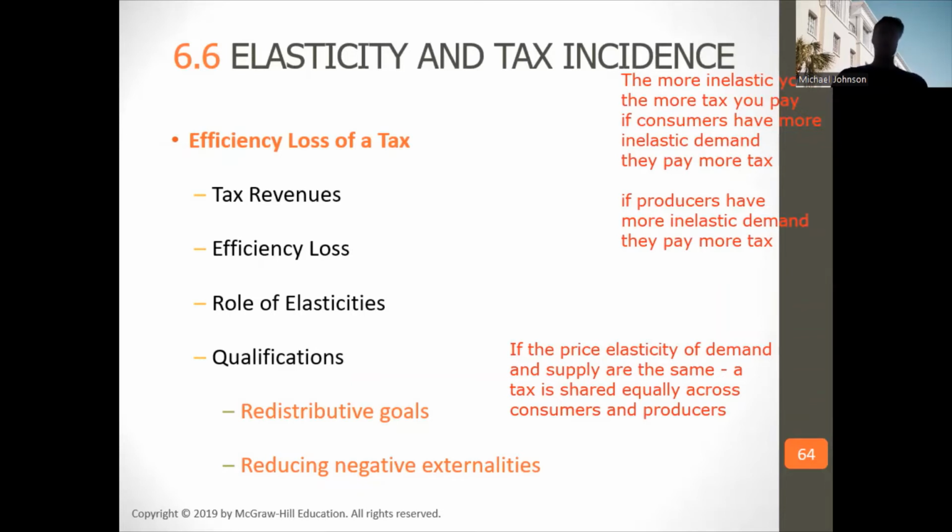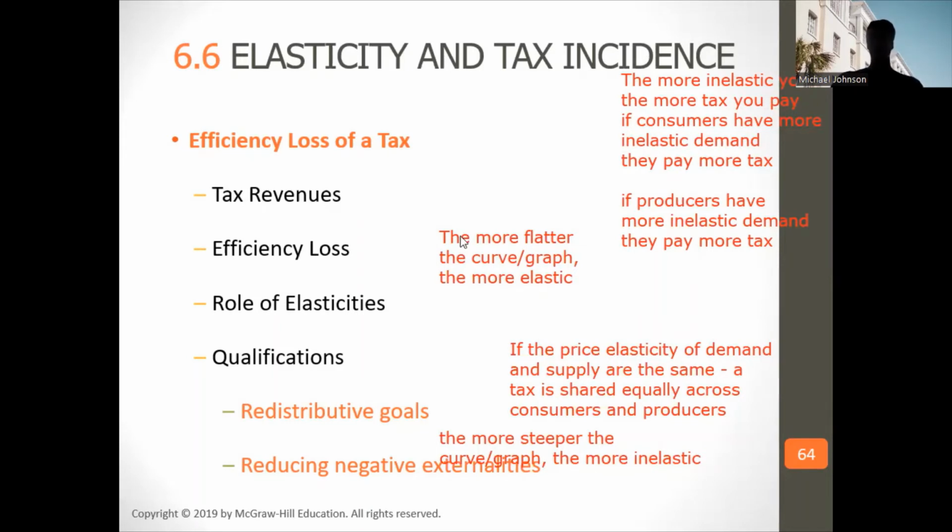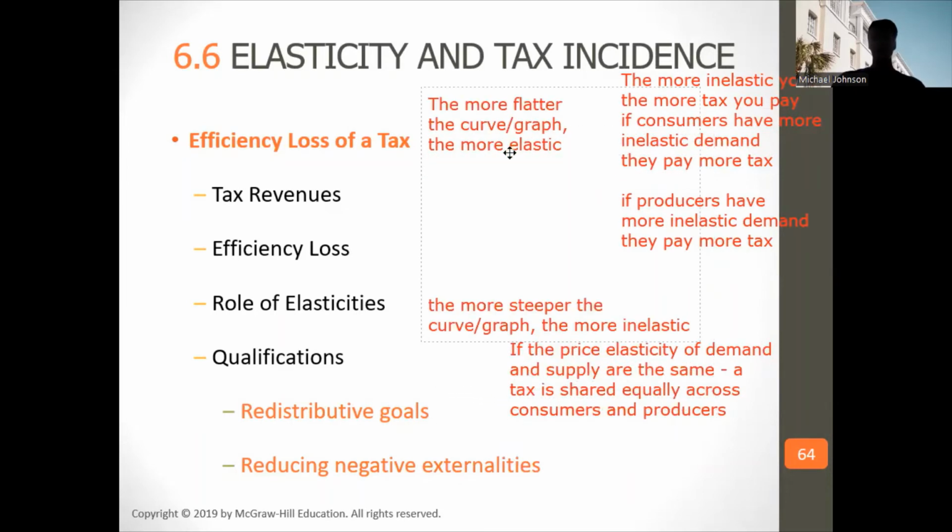Exactly, yeah. So the tax burden shifts to who needs it more. That's great. And who needs it more has the more inelastic demand or supply. You got it, Justin. That's exactly it. And a good thing to remember is that the flatter the curve or graph, the more elastic. And the steeper the curve or graph, the more inelastic. So that's a good motto. Remember that. That's good visually.